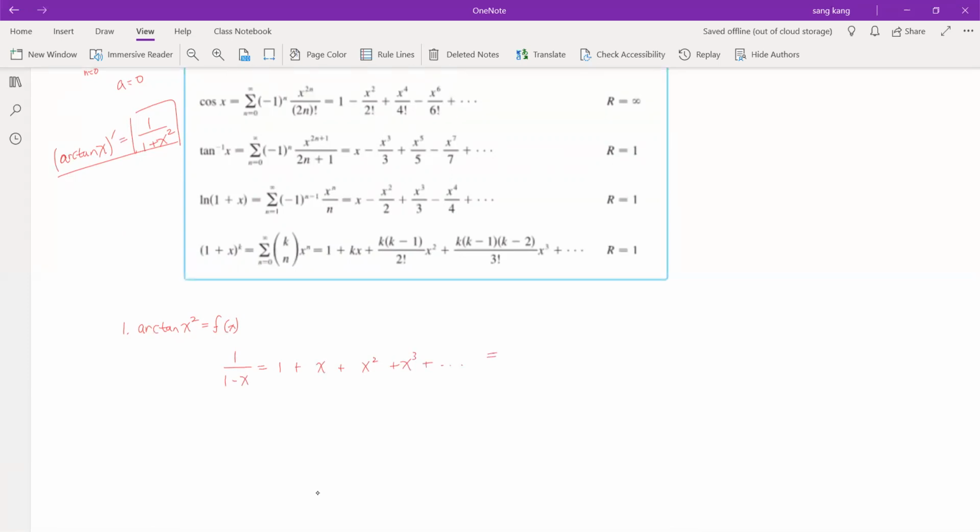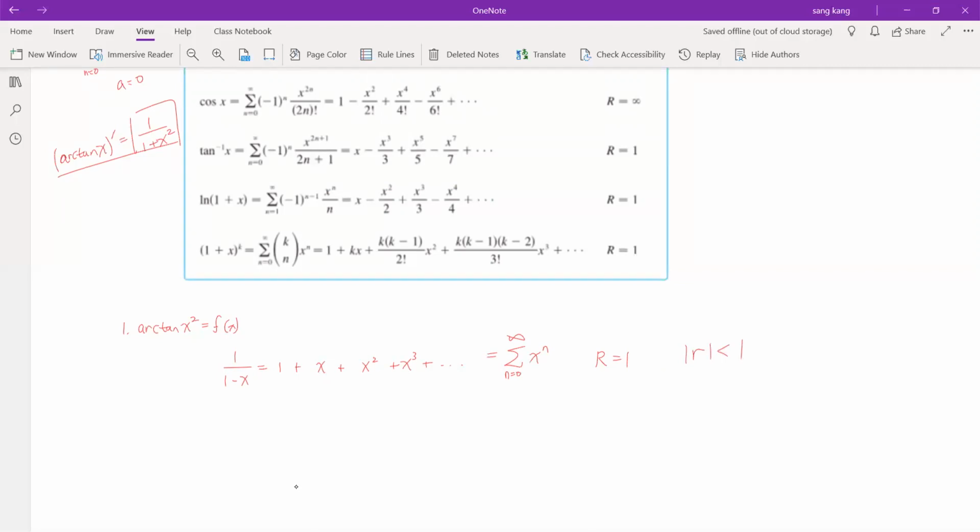And this, of course, equals the sum of x to the n, n equals 0 to infinity, right? And the radius for this is 1. You can either use the ratio test, or it comes directly from the definition of the geometric series, where the absolute value of r has to be less than 1.